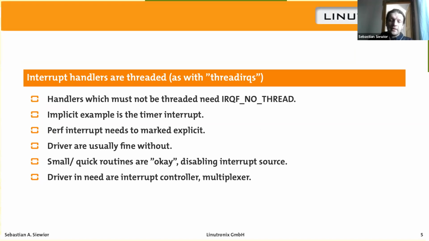The next thing: since the locks are preemptible and don't spin, we need to get out of the hard interrupt context where preemption and interrupts are disabled. For that reason, we have interrupt handlers which are threaded, basically all of them. This is the same behavior as with the threadirqs command line option. So basically all interrupts are threaded and can sleep while waiting for a lock. Handlers which don't want this for one reason or another need a special flag to mark it. One example is the timer interrupt, and perf is another one.